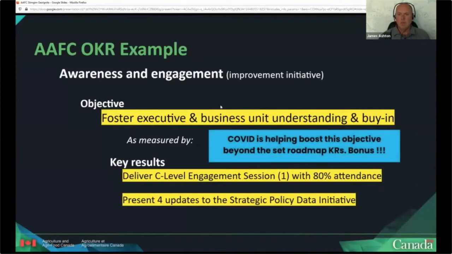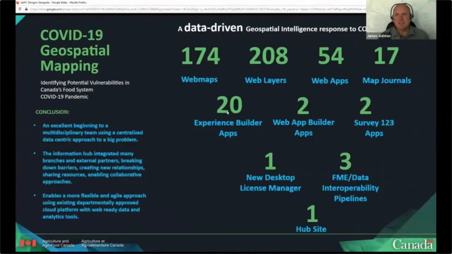And then COVID came along to help boost this objective, beyond our wildest dreams. This gave us, the GIS group, an amazing opportunity. We were seeking executive sponsors, and we found them right away, quick, and several other champions throughout the department through this extensive 2 to 3 month and ongoing mapping exercise.